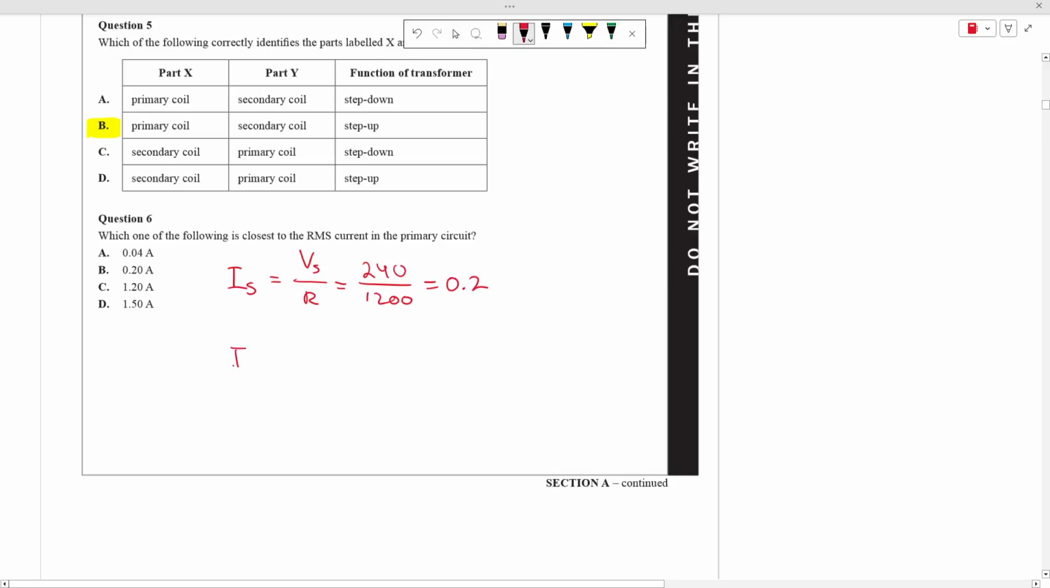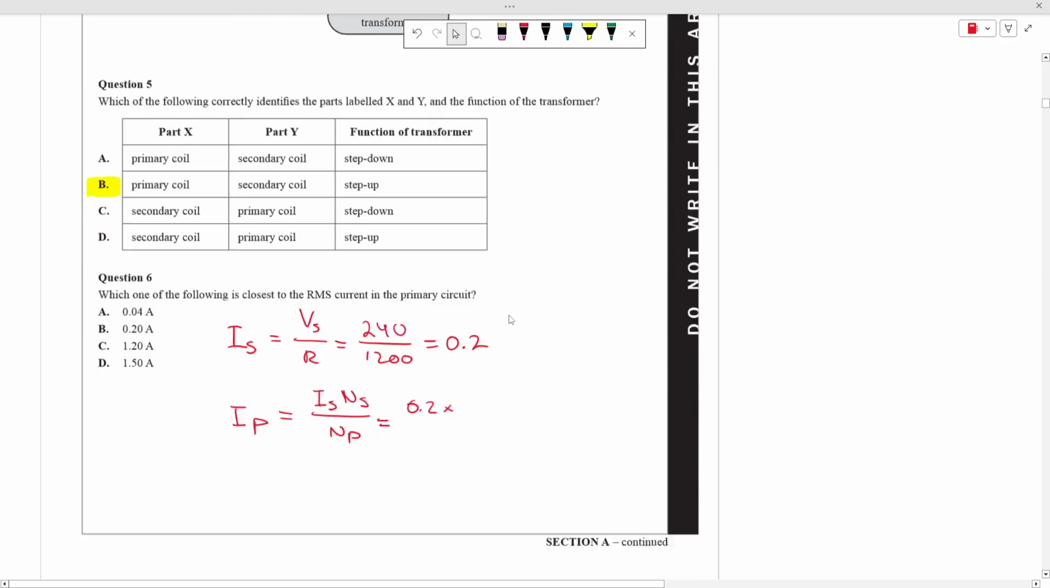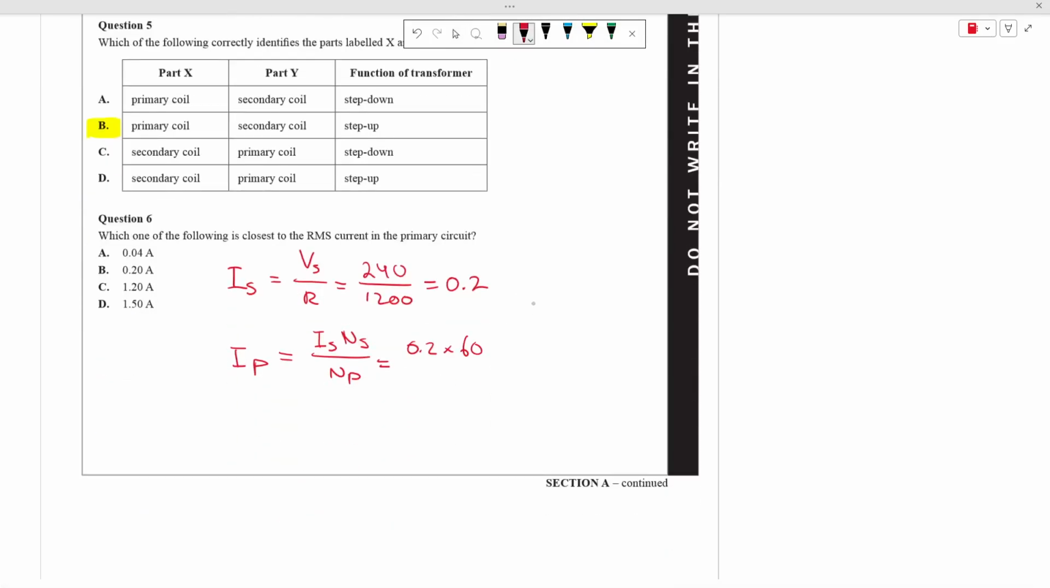Alright, now our primary current is just going to be our transformer equation, so IS NS over NP, that is equal to 0.2 times, okay, number of turns, 6,000 and 1,000, so 6,000 over 1,000, so 0.2 times 6, that's 1.2. There we go, so option C.